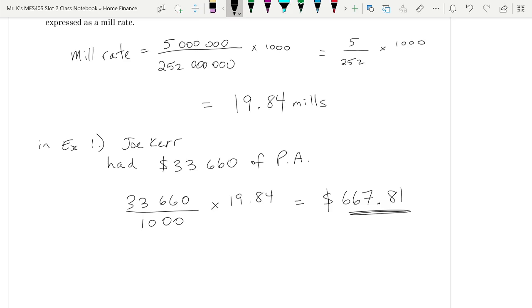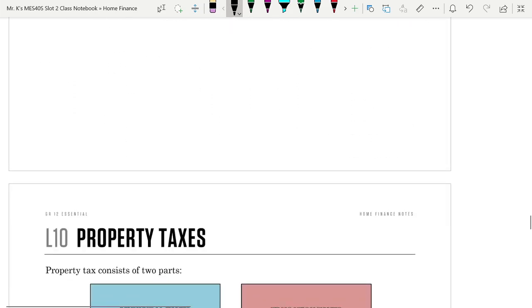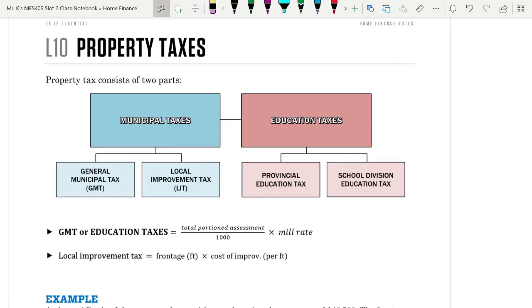Now, that's only one of the types of taxes that you have. The municipality is not the only one that collects property taxes. Take a look. Okay, so let's move on to lesson 9 here. We just did this one, municipal taxes. So we did that in lesson 9. We also have, again, this is the one nearest and dearest to my heart, education taxes.